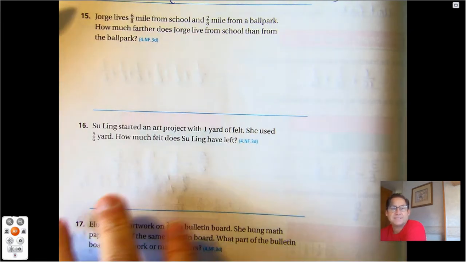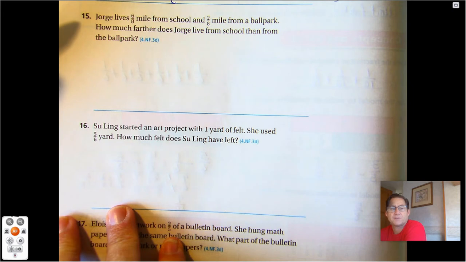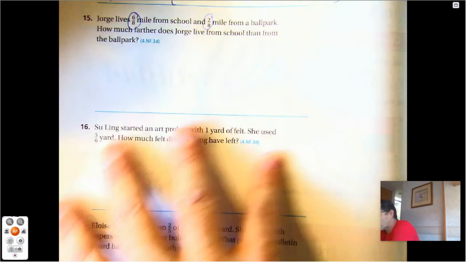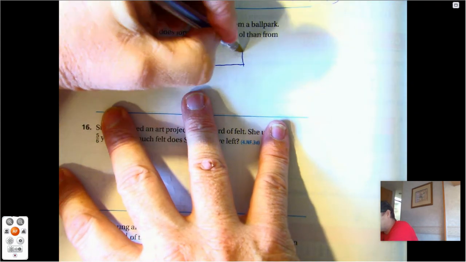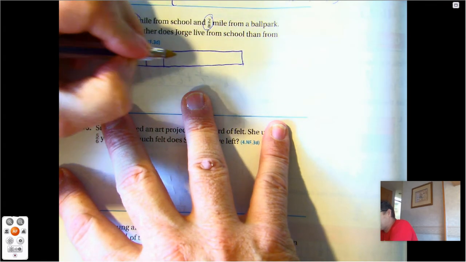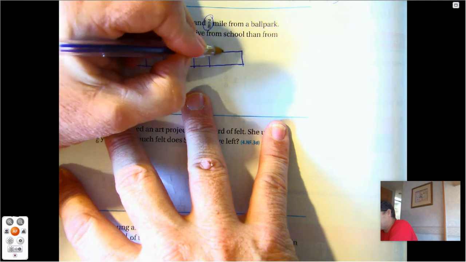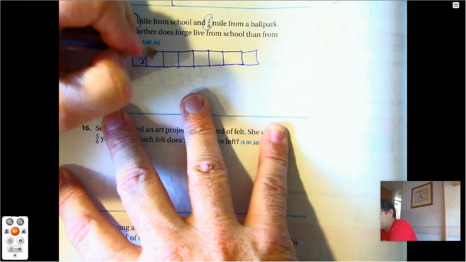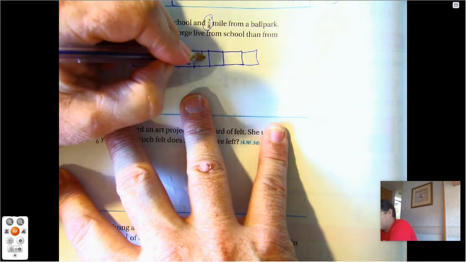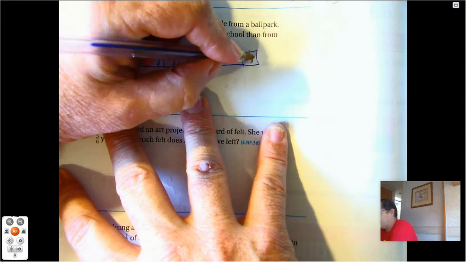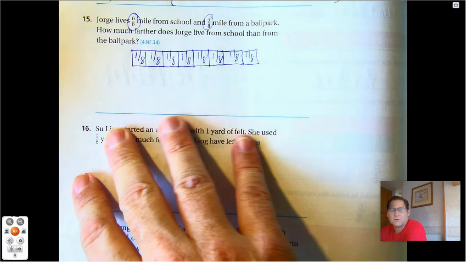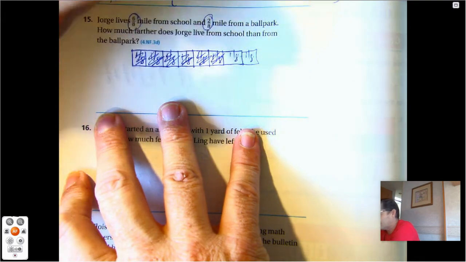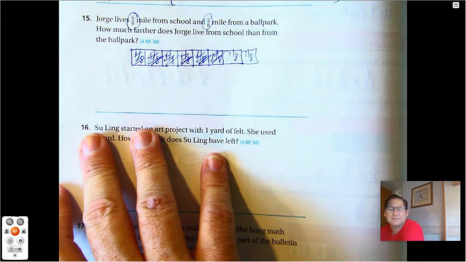Jorge lives 6/8 miles from school, 2/8 mile from a ballpark. How much farther does Jorge live from school than from the ballpark? All right. So again, if we wanted to draw a picture, we could. And this time we'd have eighth size pieces. And each piece is 1/8 size. All right. And so he lives 6/8 mile from school. And 2/8 mile from a ballpark.